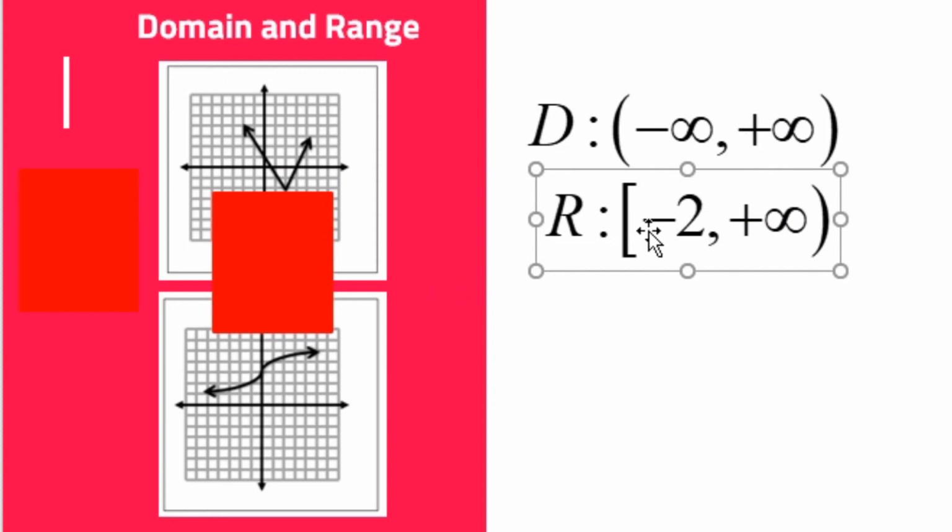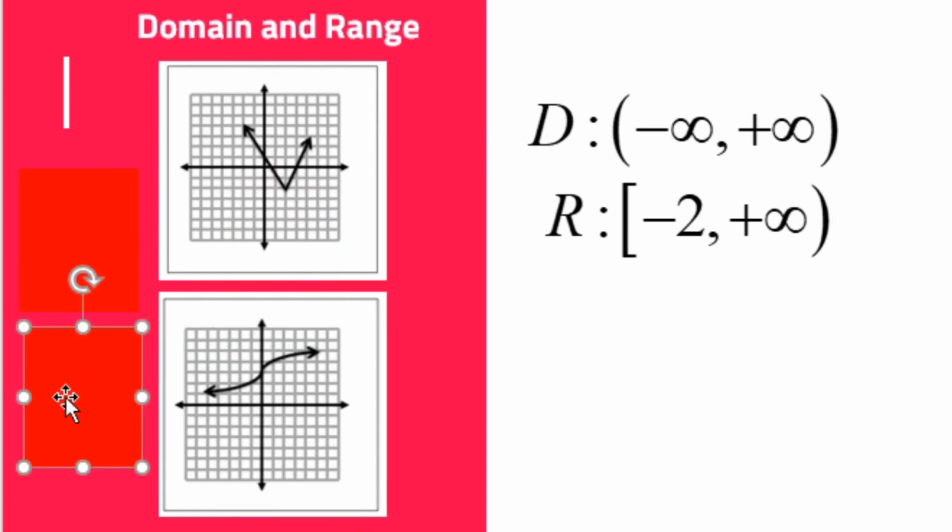Now, the -2 gets a bracket because it exists at -2. Even though there's not a solid dot, there's not a gap, right? There's not a visual open circle. You'll also notice that all the infinities have parentheses. I can't exist exactly at infinity, so infinity is always parentheses.